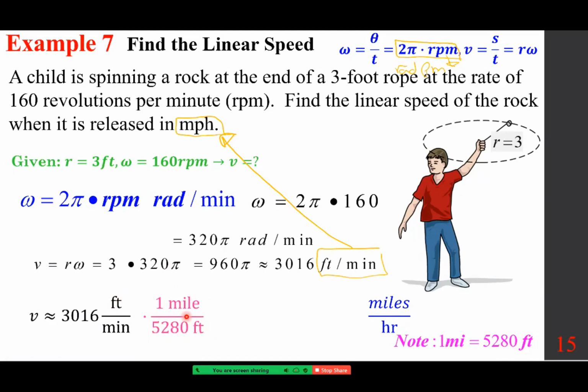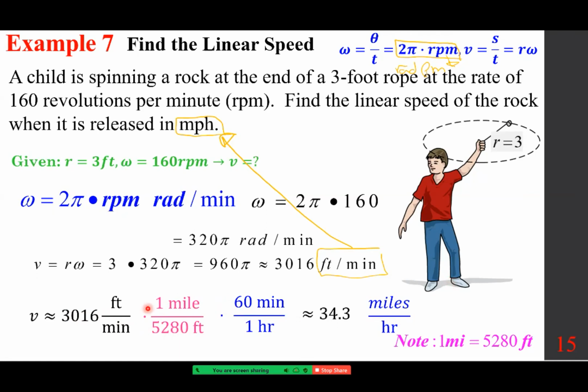And then we go with an hour. We know 1 hour is 60 minutes, and because the minutes is at the bottom and we want to get rid of it, we put 60 minutes at top, 1 hour at the bottom. And all you have to do is just multiply these numbers. So 3016 times 1 times 60 divided by 5,280. And that gives us this answer. And the units are miles per hour.